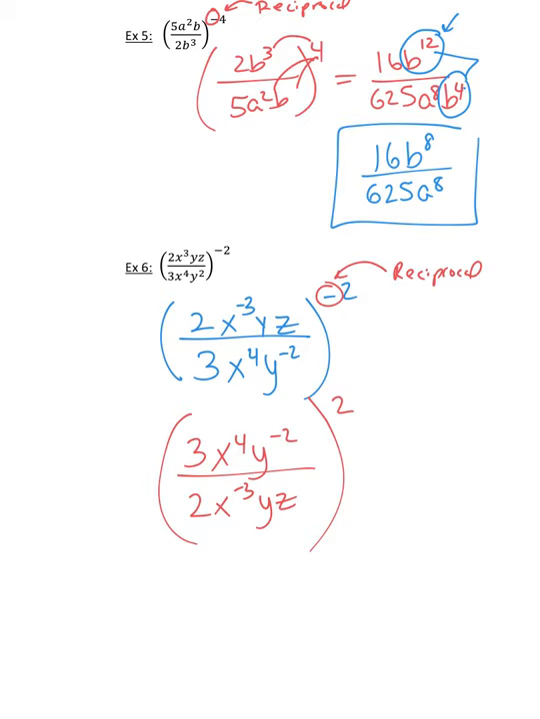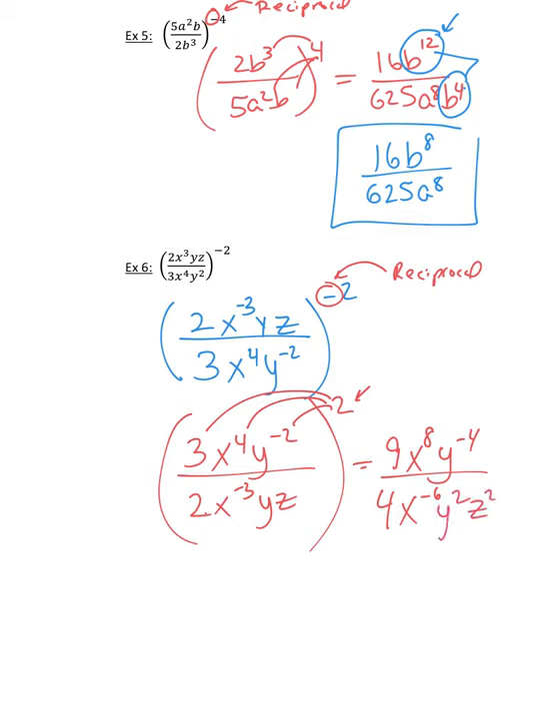Now everything's going to be to the positive second power over here. So we're going to square everything. 3 squared is going to be 9. Then we're going to square x to the fourth. That's going to be x to the 8th. Then y to the negative 4th. And then I'll square 2. It's going to be 4. I'm going to square x. It's going to be x to the negative 6th. And I'm going to square y. It's going to be y squared and then z squared.